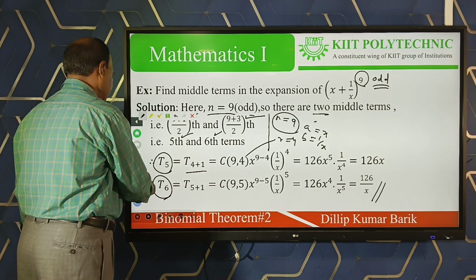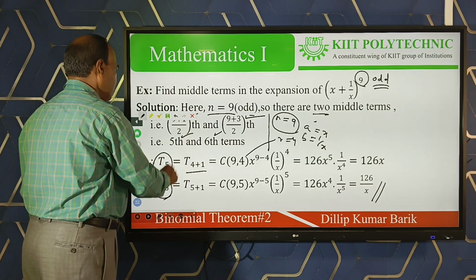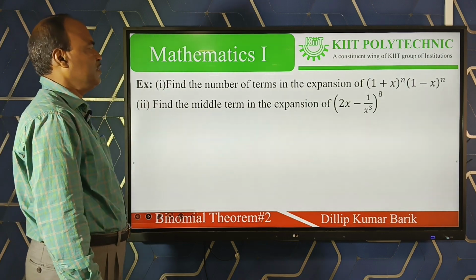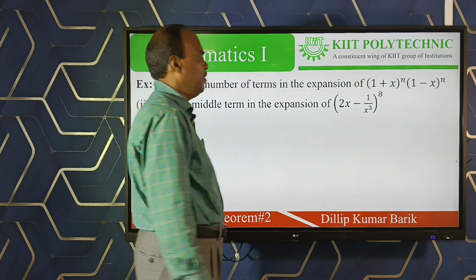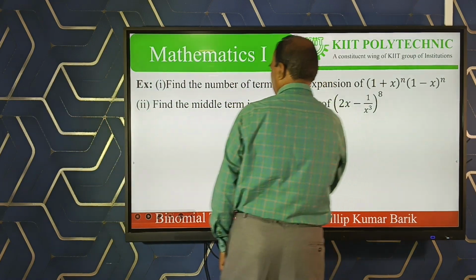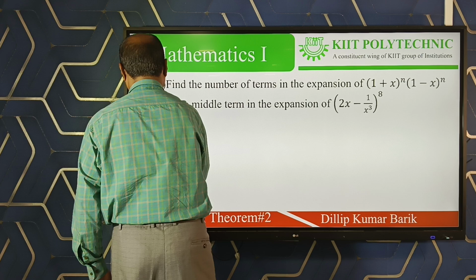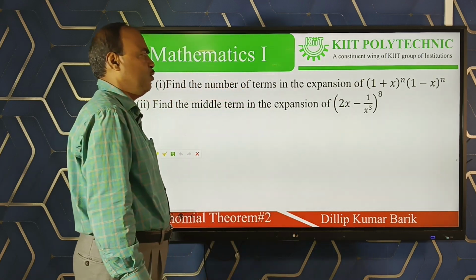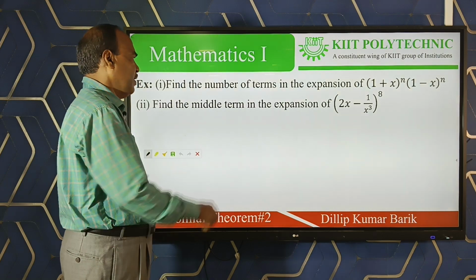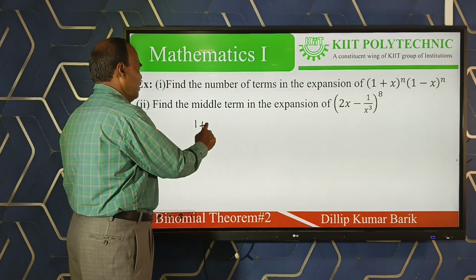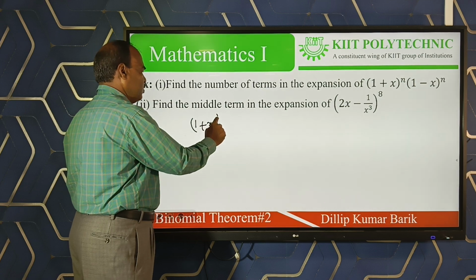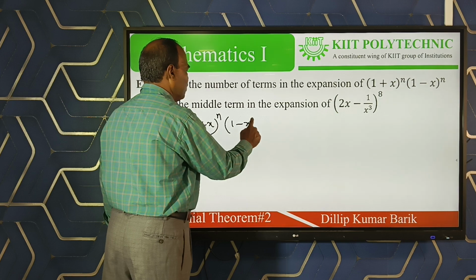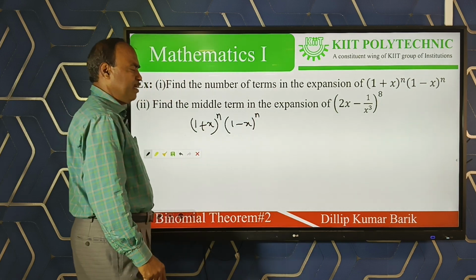Take the help of another example. Suppose find the number of terms in the expansion, more questions about our binomial theorem, (1 plus x) whole to the power n and (1 minus x) whole to the power n. Now see, in our expansion (1 plus x) to the power n itself is a binomial, multiplied by (1 minus x) to the power n, it is another binomial.